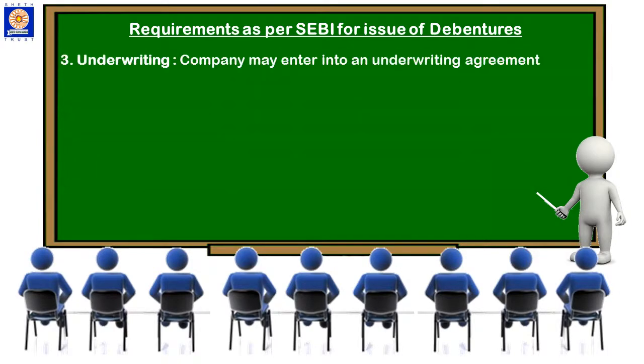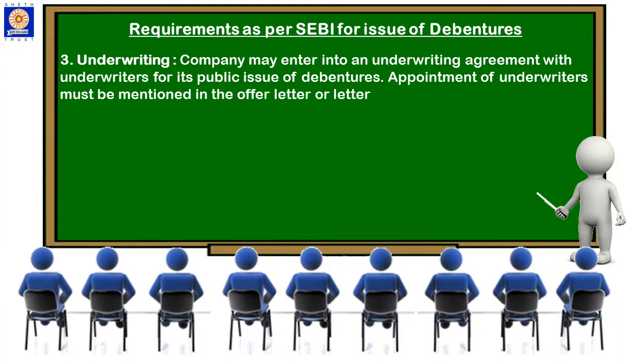The third provision is underwriting. Students, for every public issue, the company has to appoint underwriters. As we have learned in previous video lectures, underwriters are a person or group of persons who guarantee the minimum subscription. The appointment of underwriters must be written in the prospectus of the company.